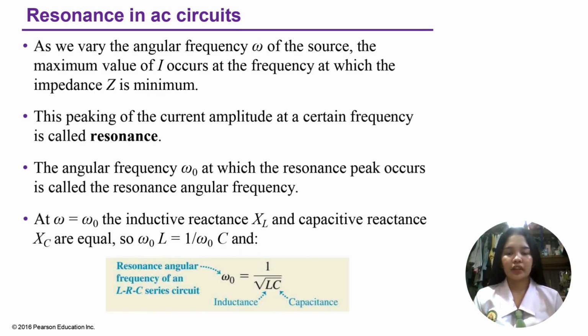Resonance in AC circuits. As we vary the angular frequency omega of the source, the maximum value of I occurs at the frequency at which the impedance, denoted by Z, is minimum. This peaking of the current amplitude at a certain frequency is called resonance, while the angular frequency at which the resonance peak occurs is called the resonance angular frequency.